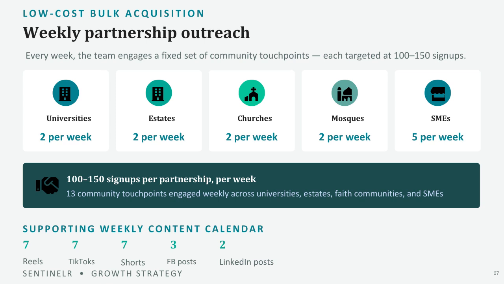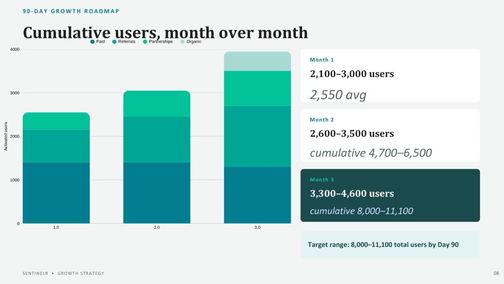So 100 to 150 sign-ups per partnership per week, 13 community touchpoints engaged weekly across universities, estates, faith communities, and SMEs. And we'll be getting a lot of supporting weekly calendar content. We'll be posting up to 7 Reels, 7 TikTok, 7 Shorts, 3 FB posts, and 2 LinkedIn posts, because this will be a historical milestone.